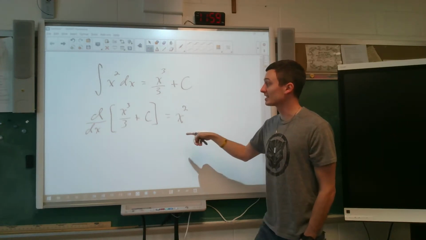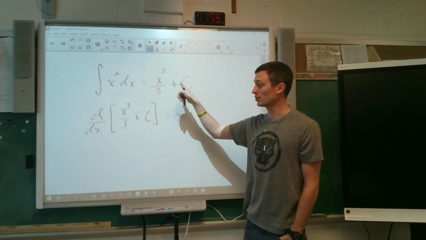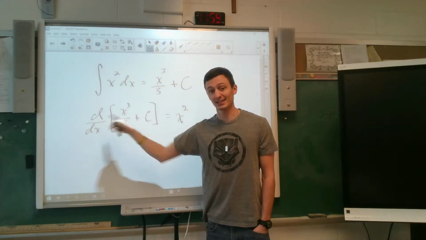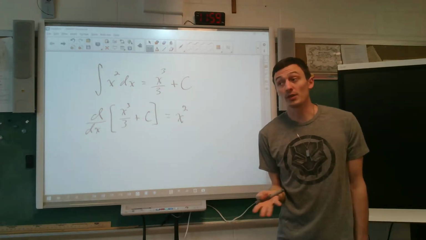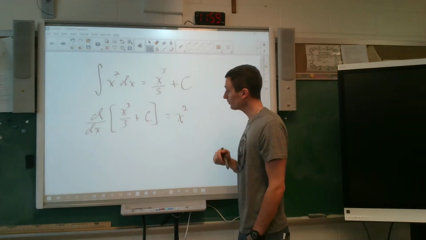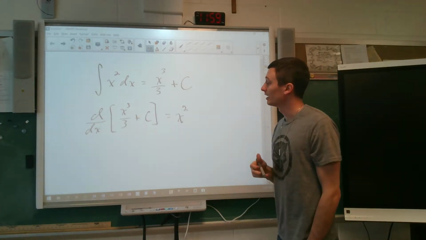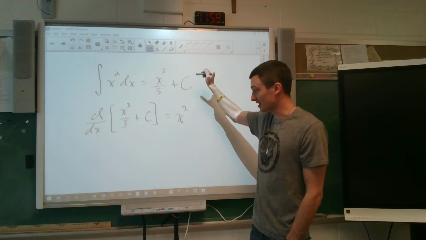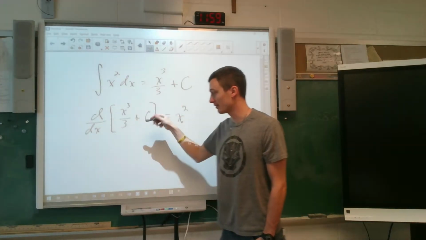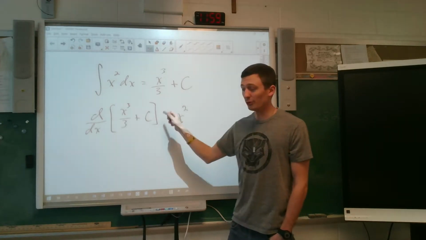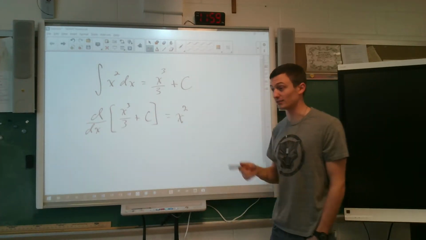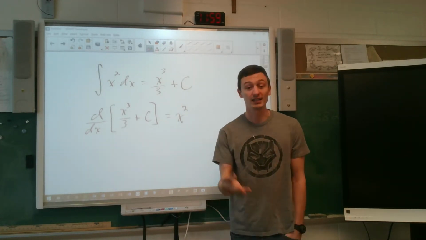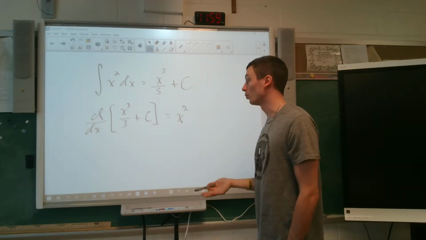So the idea is if I take the antiderivative, I get a function. If I take the derivative of that antiderivative, I should end up with the original function, which I have. So that means I did this properly. This is one way to check it. But that's where the plus c comes in. c could be a 2, a 17, pi, e, phi, square root of 17, I don't know. It's a number, whatever that number may be.